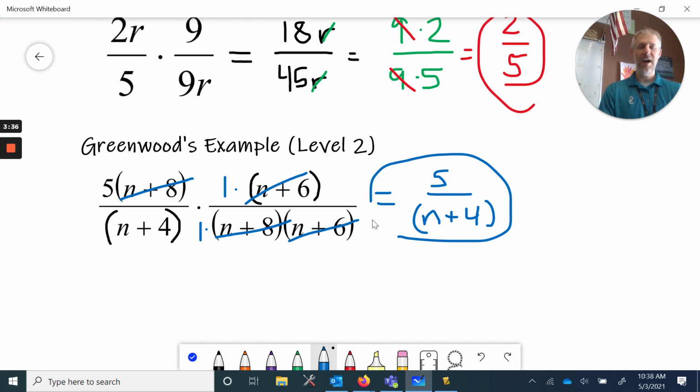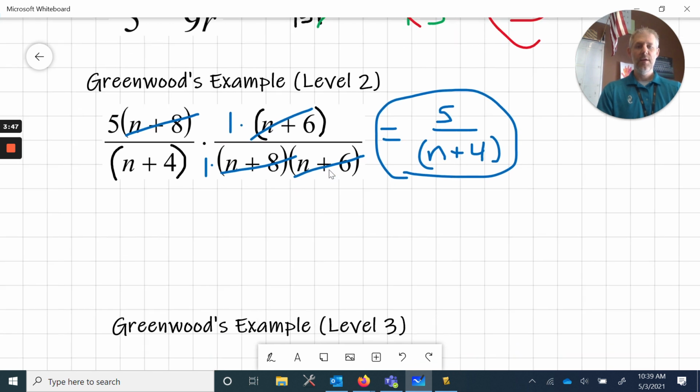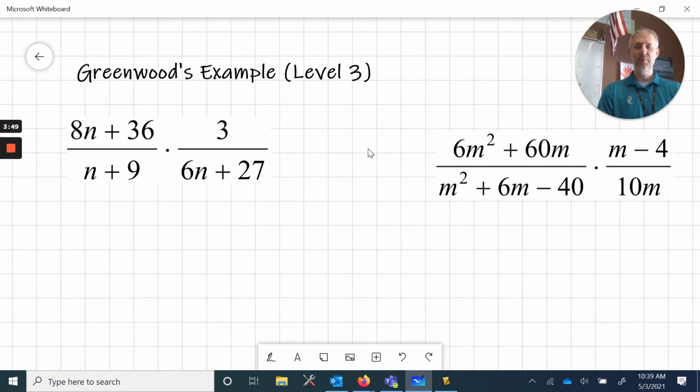Again, like I said, I like to, so I remember that it's a whole group, and I'd have to have a whole n plus 4 group to cancel it. So I can't cancel an n or cancel a 4. It's got to be the whole group. Okay, that's level 2. Level 3, let's look at an example, maybe 2 here.